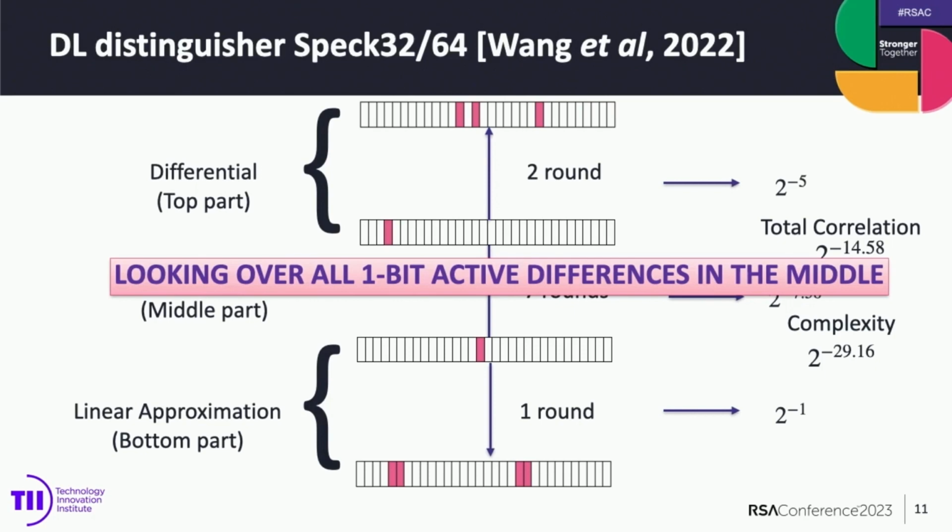But what is the problem here? The problem here is that they are limiting the number of active bits on the input difference and also in the output mask of the middle part to 1, okay? However, it does not always happen that the better correlation can be obtained using these limitations. There are more papers from 2022 limiting this number of active bits in the input difference or output mask, as you can find in the appendix of our paper.